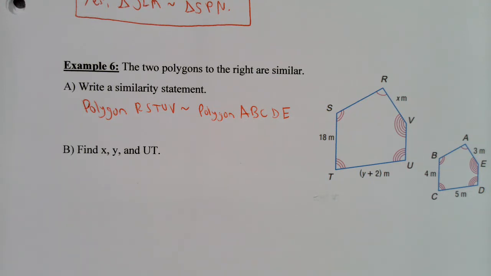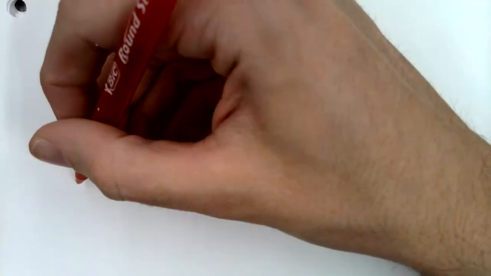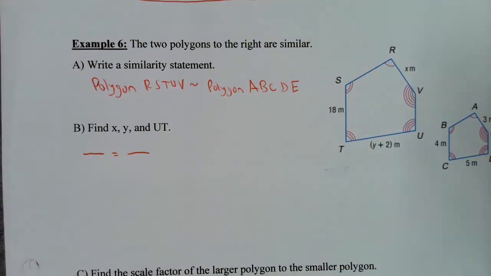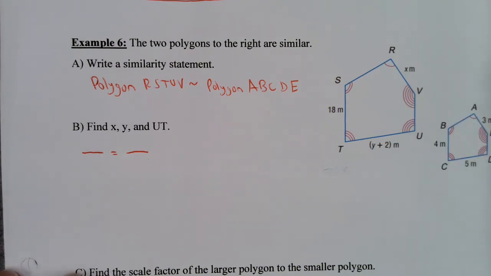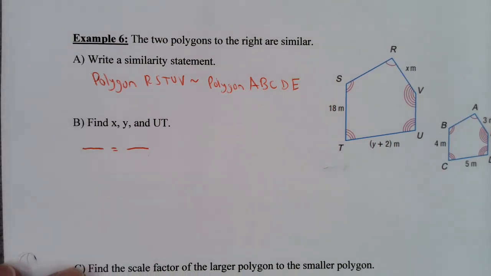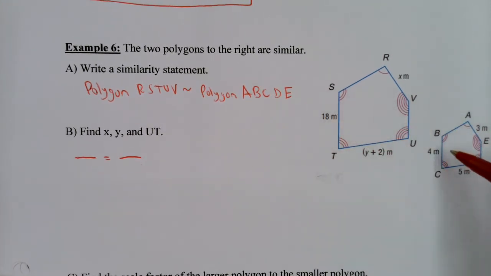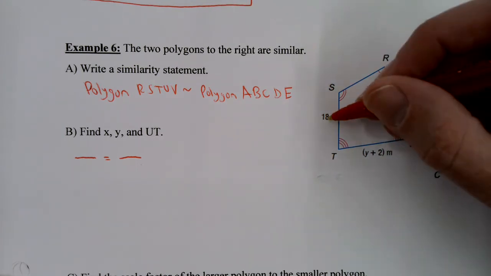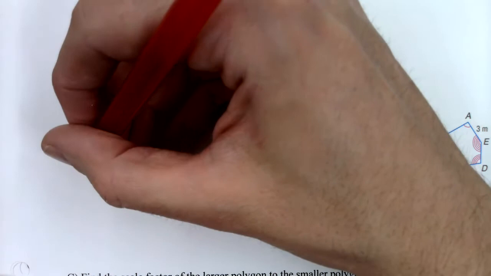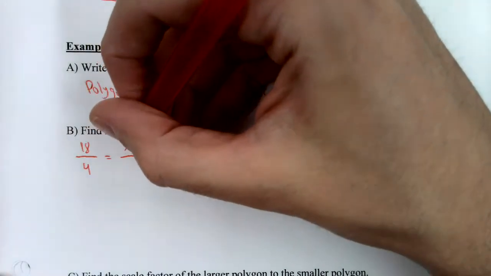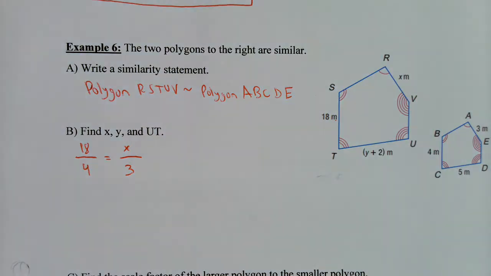Okay? But when I write my proportions, I like to put all my numerators from one figure and all my denominators from the other figure. So to find X, well, first of all, I need to have the 18 and the 4 in my proportion because I know this 18 corresponds to that 4. So for my proportion, I'm going to do 18 over 4 equals X over 3.